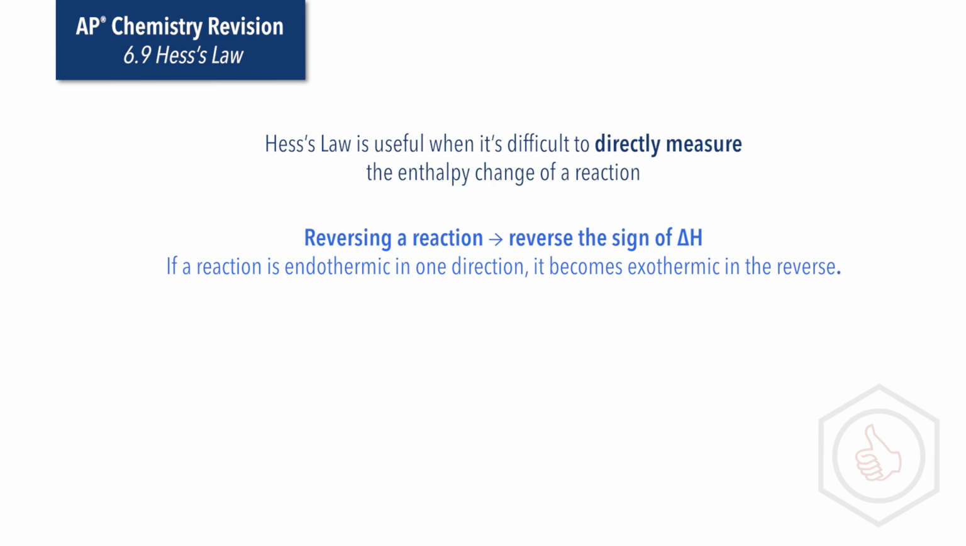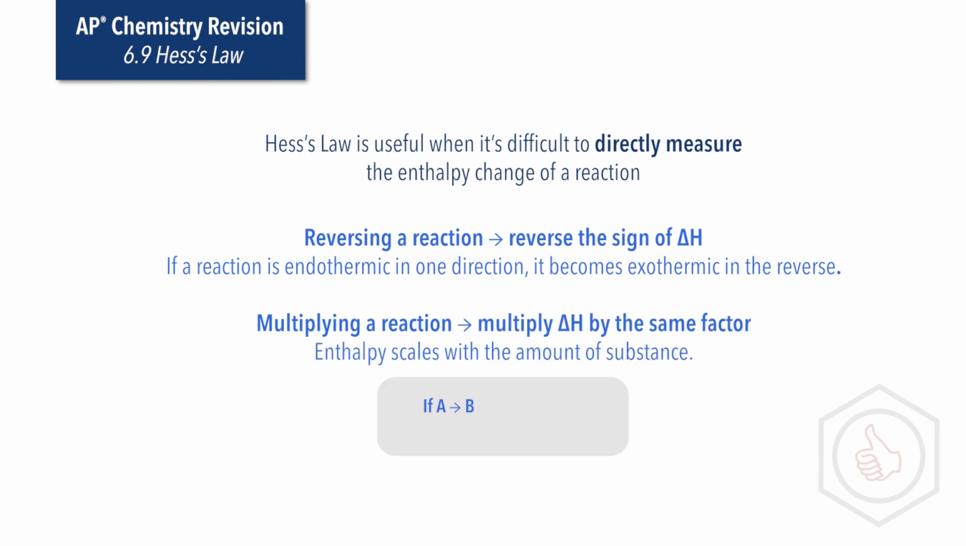When multiplying a reaction, we multiply delta H by the same factor. For example, if A going to form B has an enthalpy change of 50 kilojoules per mole, then 2A going to form 2B will have an enthalpy change of positive 100 kilojoules per mole. Because it's twice the quantity of A reacting, it will be twice the enthalpy change.